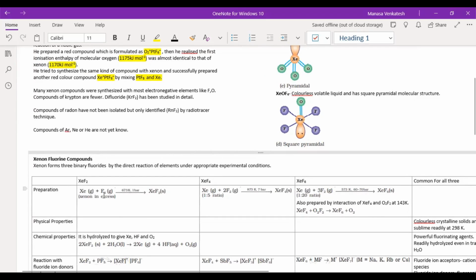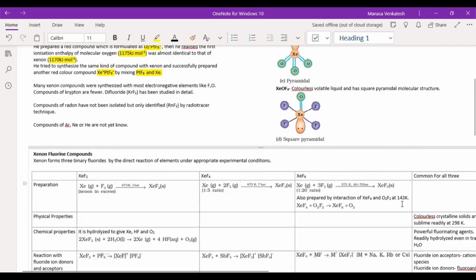If you notice here, in case of xenon difluoride, you have xenon in excess. In case of xenon tetrafluoride, you have it in a 1:4 ratio of xenon to fluorine. And in case of XeF6, that is hexafluoride, you have a 1:20 ratio, which means fluorine is way higher. There's another preparation method for xenon hexafluoride, that is the reaction of xenon tetrafluoride with O2F2. And this is at 143 Kelvin.